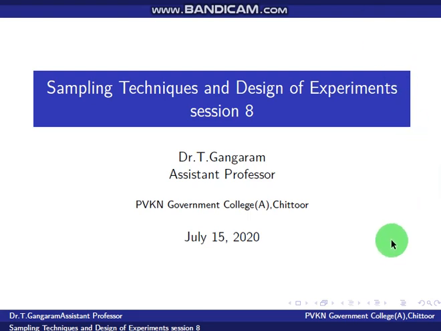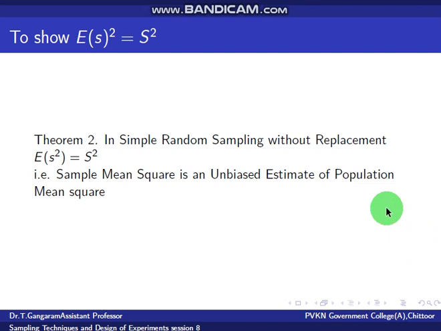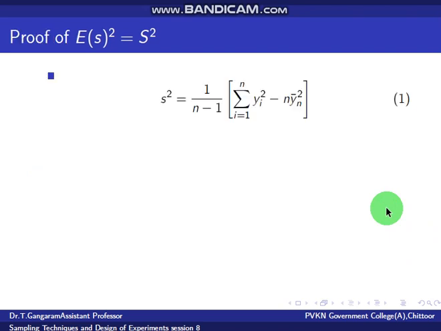Welcome students. This is session 8 of sampling techniques and design of experiments. In this session we are going to discuss the proof of expectation of small s square is equal to capital S square. That is, sample mean square is an unbiased estimate of population mean square.